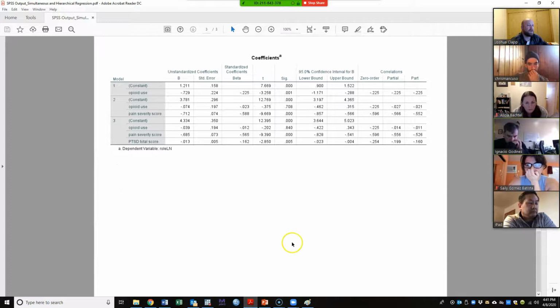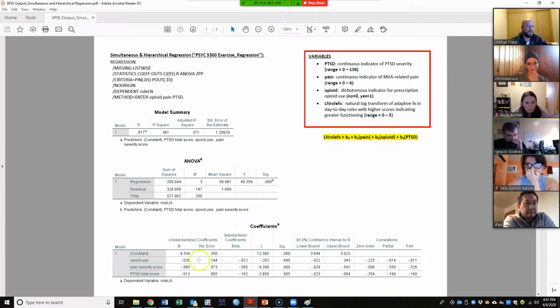Remember that if I'm looking at any of my coefficients, right? Sean, this is the unique effect of pain on role functioning when what? When all other variables are held constant. At?